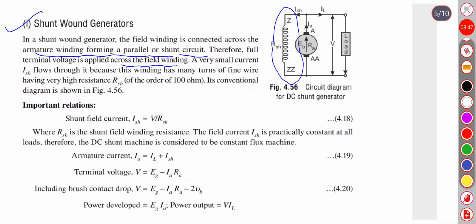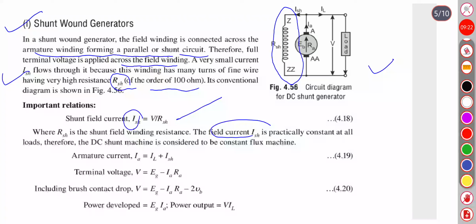A very small current ISH flows through it because this winding has many turns of wire having very high resistance RSH, of the order of 100 ohm. Its conventional diagram is shown here. Important relations are: shunt field current ISH equals the voltage applied divided by the resistance of the winding.